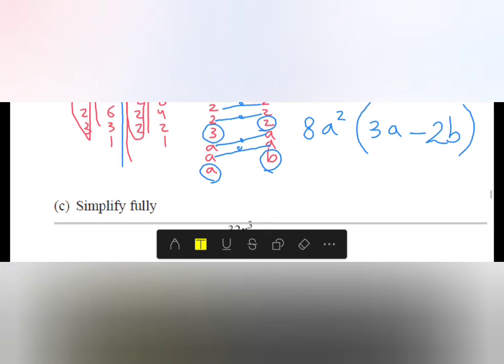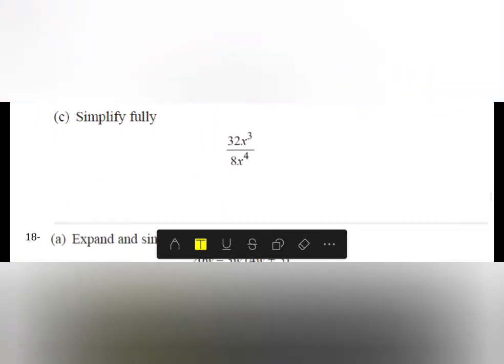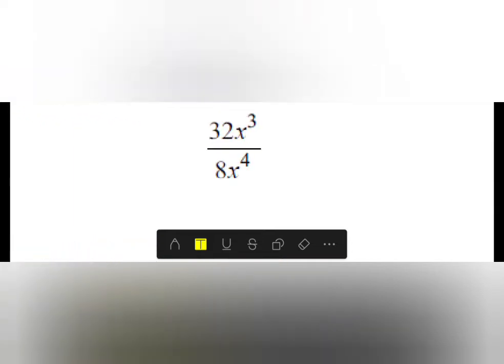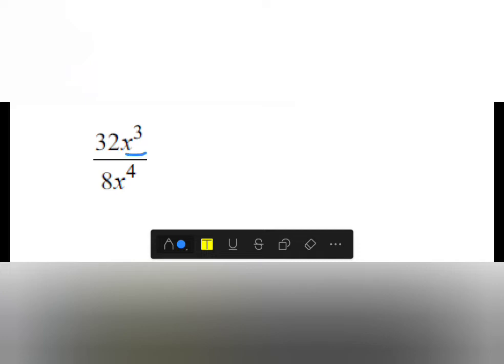Question C. Simplify fully. And the meaning of simplify, it means make it as simple as possible. Now, as you can see this fraction here, we have a coefficient here, which is 32 and 8, and we have variables, which is x power of 3 and x power of 4. So to simplify, we're going to divide the coefficients alone. So we have 32 divide 8 equals what?